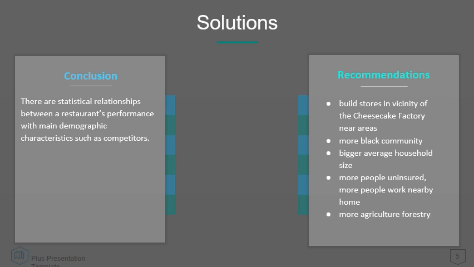First, building stores in the vicinity of the Cheesecake Factory is recommended. Secondly, more Black community, bigger average household size, and more people insured in an area are better for Olive Garden performance. And finally, more people working near their homes, and more agriculture and forestry in the area is also good for Olive Garden's performance.